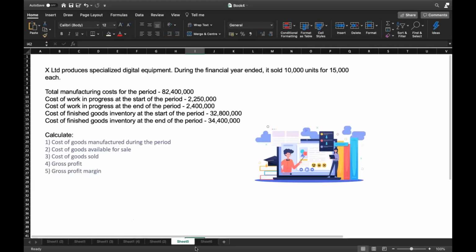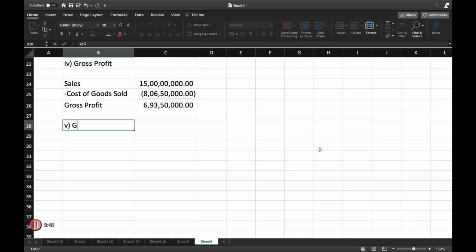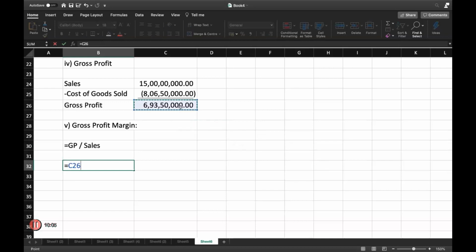Question 5, gross profit margin. I'll put it here, gross profit margin. And it is simple: gross profit divided by sales into 100. So we'll say it is gross profit divided by sales. Then we'll express this in percentage. So what is gross profit? 6 crore 93 lakh 50,000. Sales is how much? 15 crore. So you get 0.4623. I'll express this in percentage. In examination you have to multiply with 100 and what you get is 46.23%.